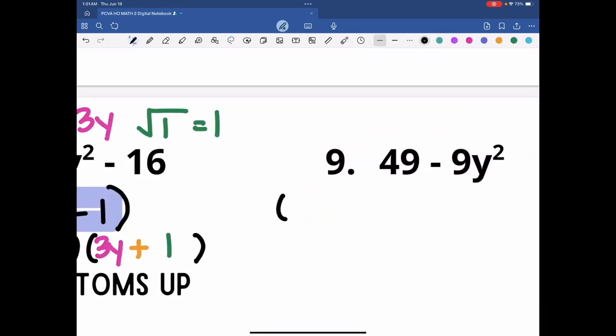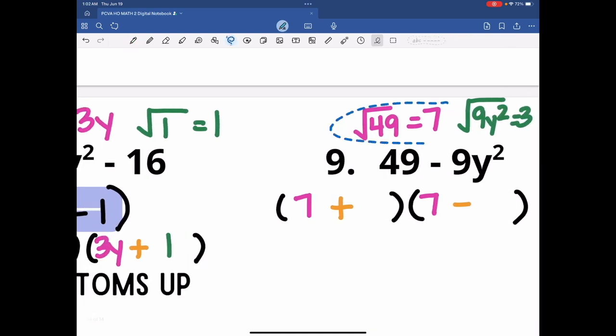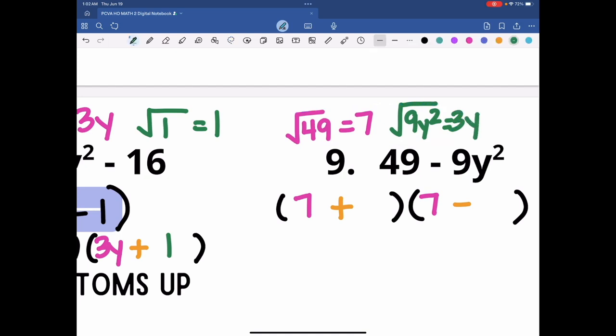And when we write this, we need to make sure we get 1 plus, 1 minus. All right, so we are going to take the square root of 49, and the square root of 49 is going to give me 7. So 7 is going to go in the first place, in the first part of the parentheses, just like the 49 was the first term of the actual expression. All right, and then we're going to take the square root of 9y squared, which is going to be 3y. So once I get 3y there, we're going to be able to put that into the second part of both parentheses. So we have 7 plus 3y times 7 minus 3y. So don't change up the order just because the variable doesn't look right in the second spot or the second term.